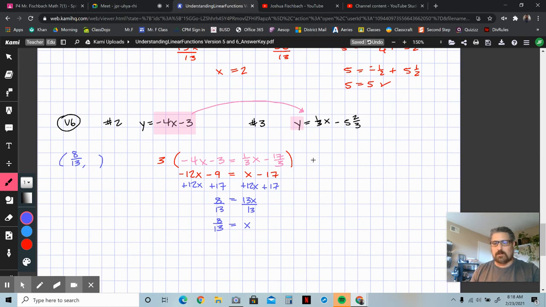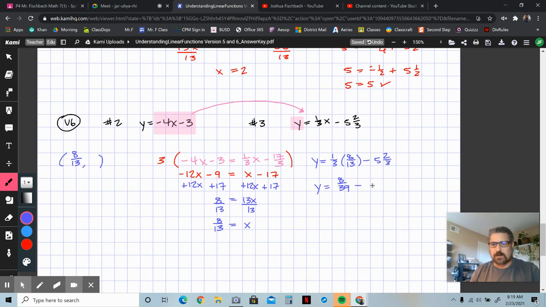So we'll do y equals 1/3 times 8/13. And then minus, and then this one we'll just do 5 2/3. Okay. So that's going to be 8/39. So this is going to be y equals 8/39 minus 5 2/3.